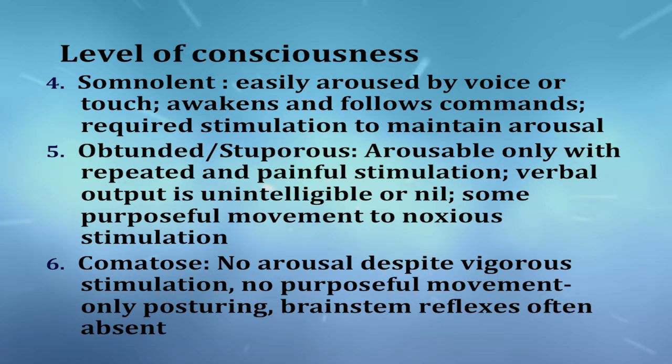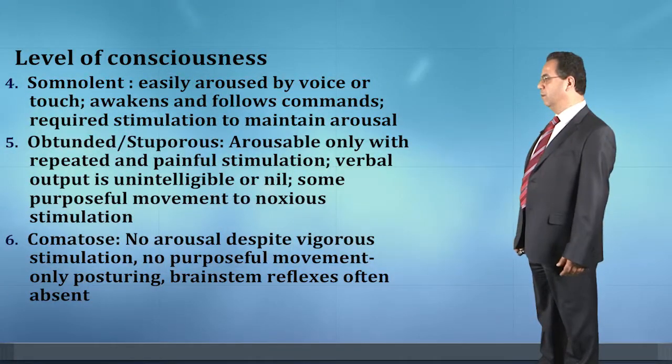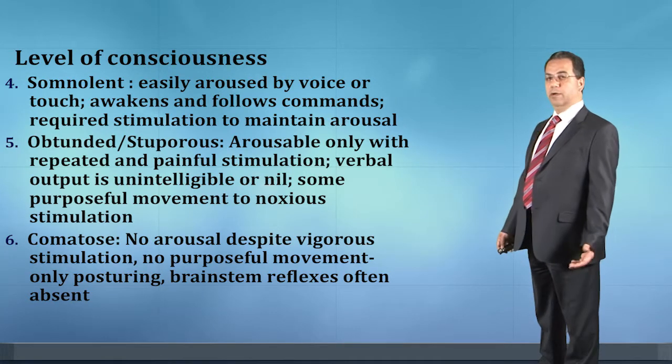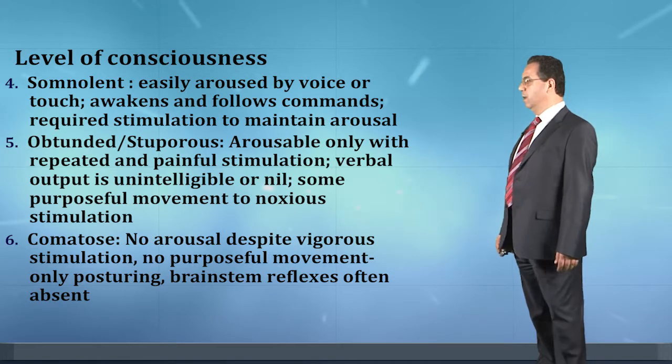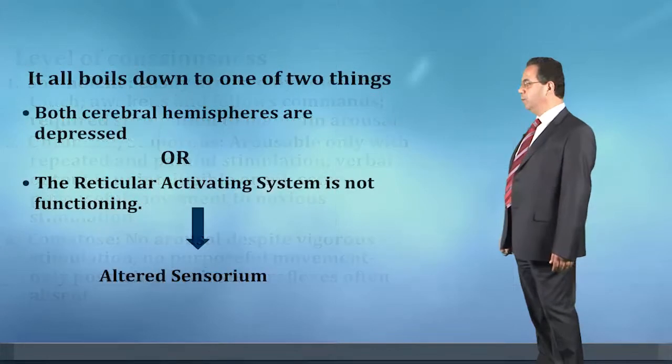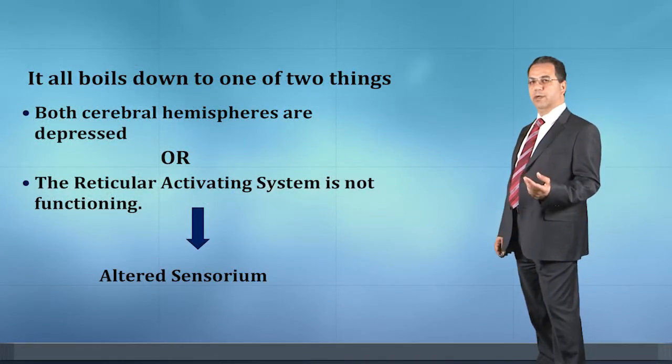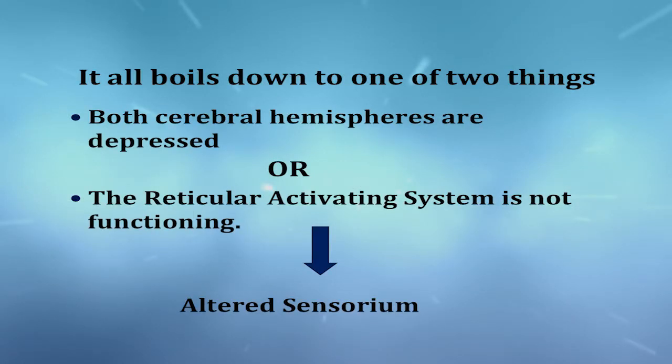The next level would be obtundation or stupor. The patient is aroused only when repeatedly or vigorously stimulated or called, but he does not produce any verbal output, or it's unintelligible, and he may be able to do some purposeful movements, such as pulling his hand or arm away from painful stimuli. And the deepest level of disturbed consciousness is a coma, where the patient does not awake even if you vigorously stimulate him or call him. There are no purposeful movements with the observation. He may have some posturing, and we'll be discussing this later on in the lecture. And brainstem reflexes are typically absent. So basically, it boils down to two things in the disturbed level of consciousness: either both hemispheres are not functioning well, or there is something affecting the reticular activating system.